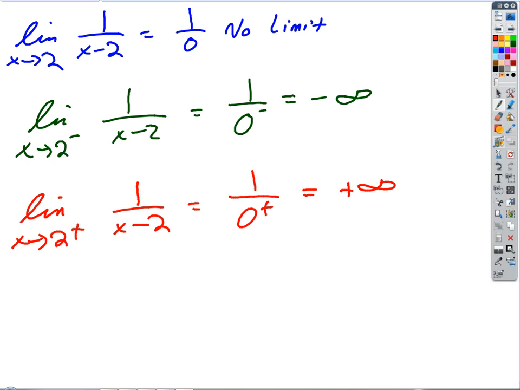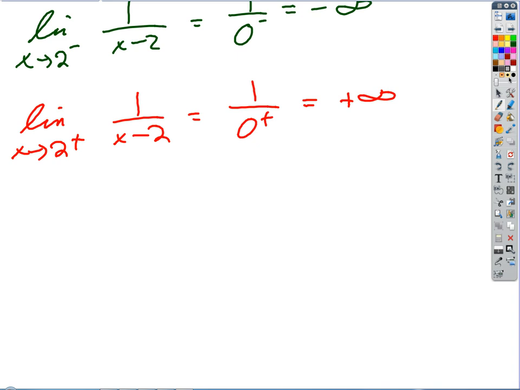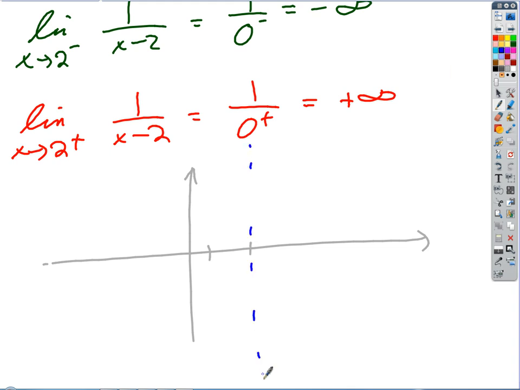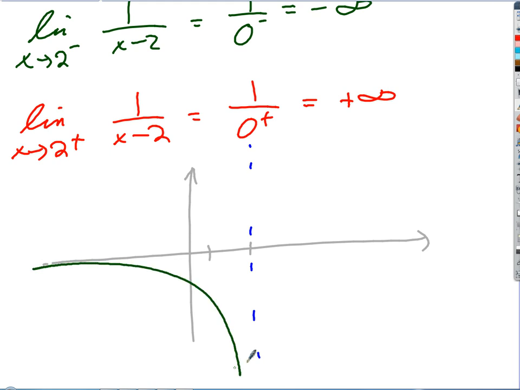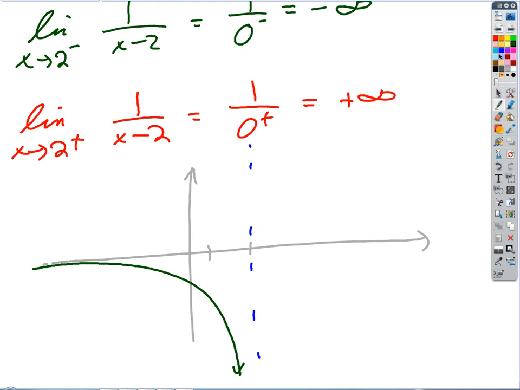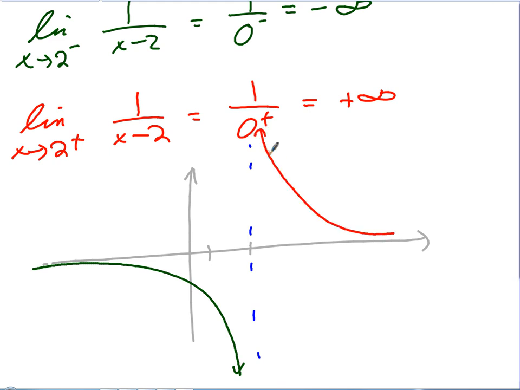If I did have to sketch this then, here's our asymptote at 2, right? We know that the function is doing this from the left. We're doing that, right? And from the right, as we back up towards the function, it's doing that, right? Make sense? Okay.